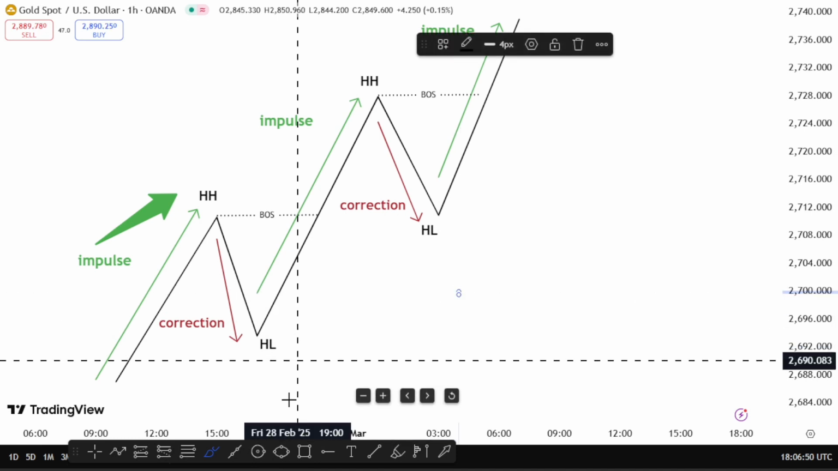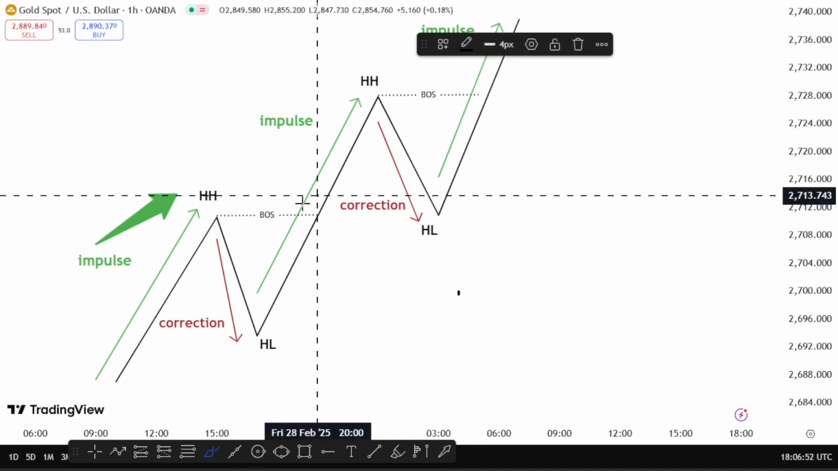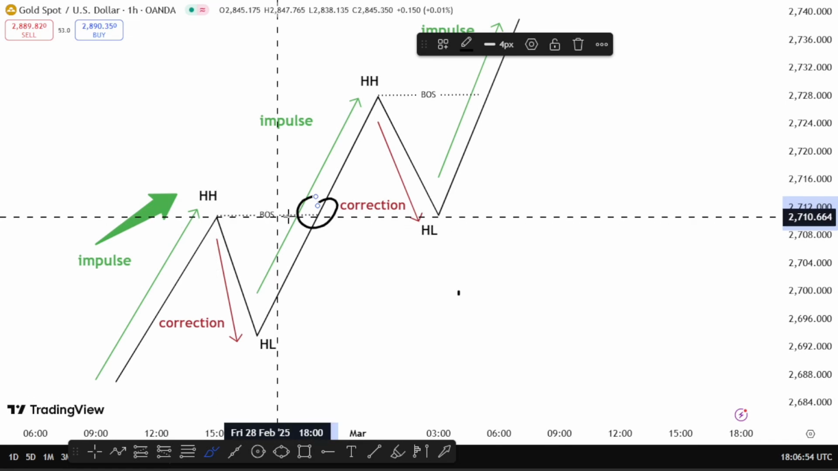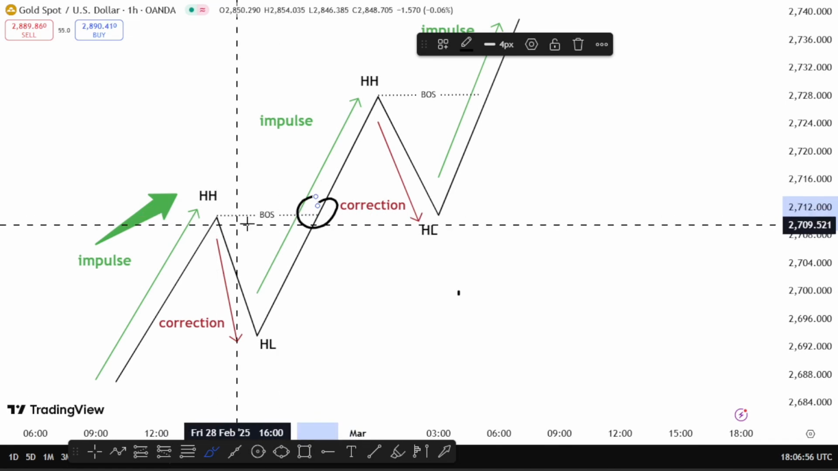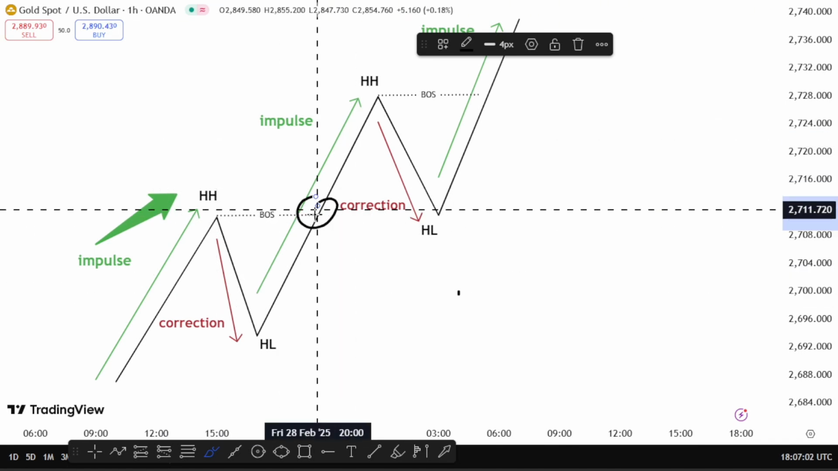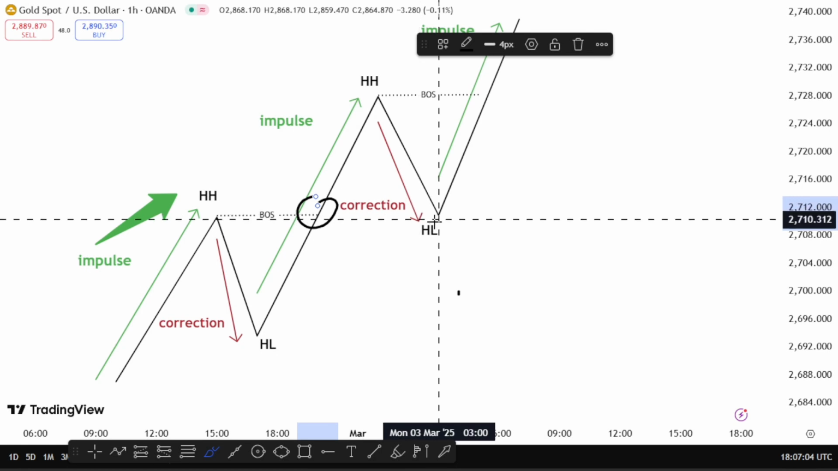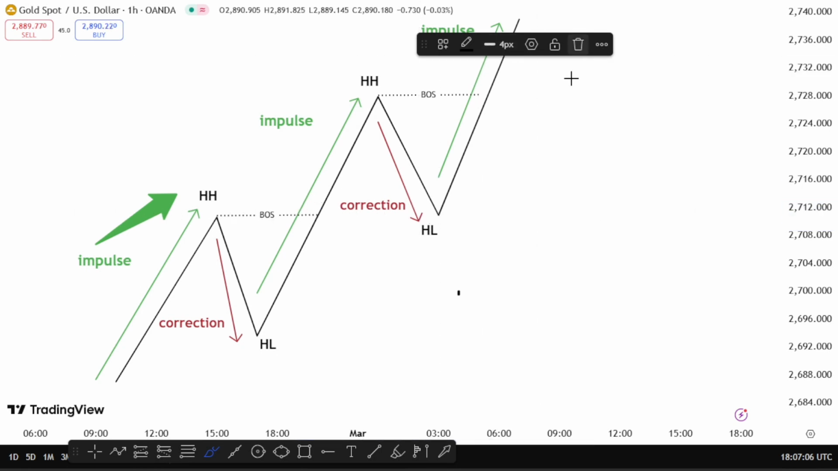So where does the break of structure happen? The break of structure is happening right here. We have the BOS, right? We have the impulse, which leads to the break of structure, before the corrective move, and then the impulse again. So it's just simple.